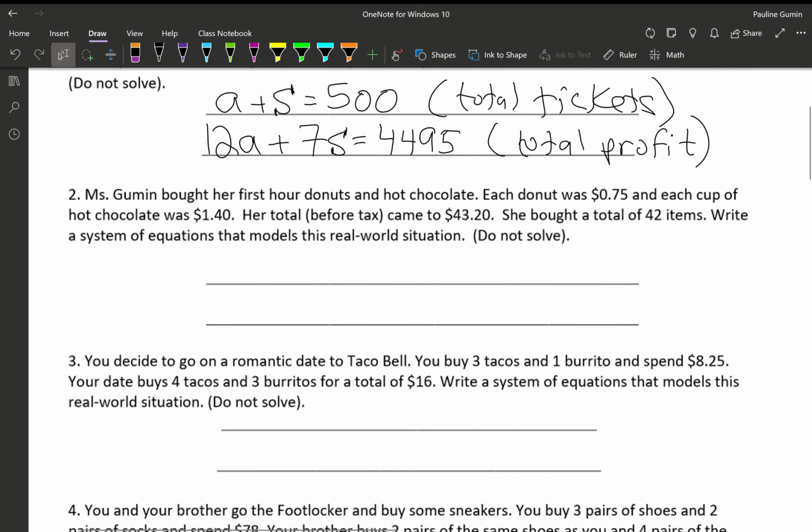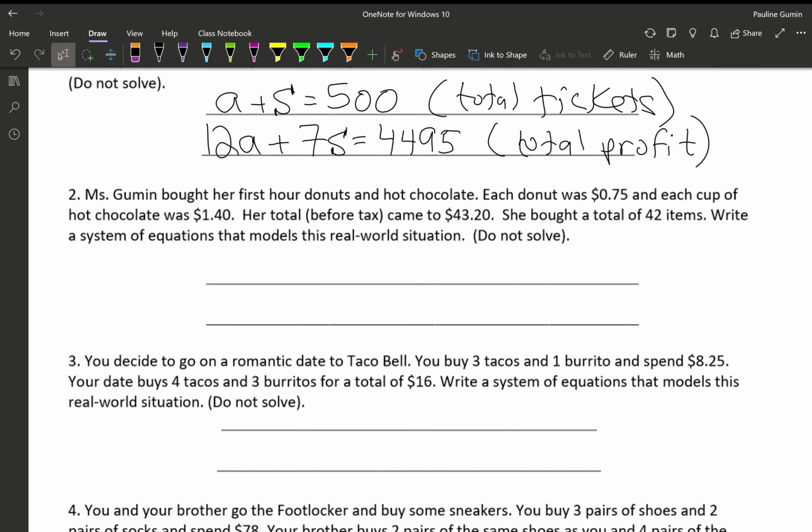Okay. Number two, I bought my first hour hot chocolate and donuts. Each donut was 75 cents and each hot chocolate was $1.40. My total before tax was $43.20. I bought 42 items. Let's write an equation.